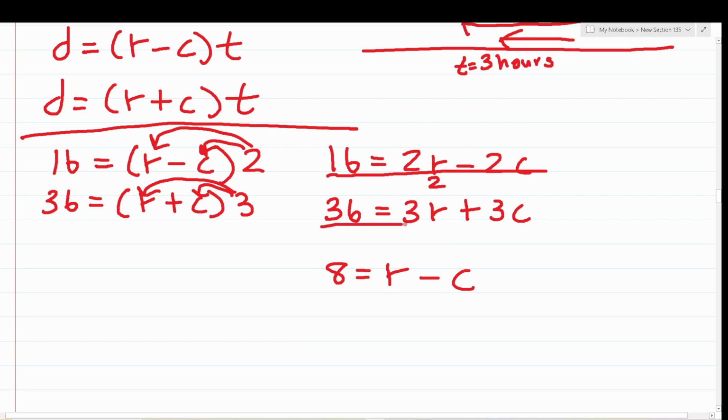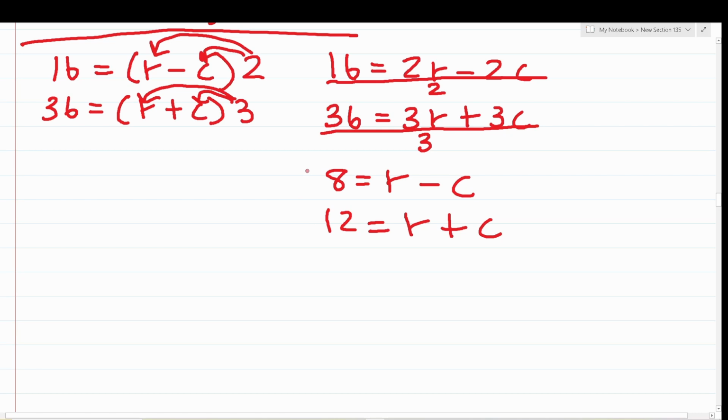And you should recognize that everything in this second equation is divisible by 3. 36 divided by 3 is 12. 3r divided by 3 is just r. And 3c divided by 3 is just plus c. All right, so now what we have is a very simple system of equations that we can use to solve for r and c. As a matter of fact, if you add these two equations together, watch what happens.